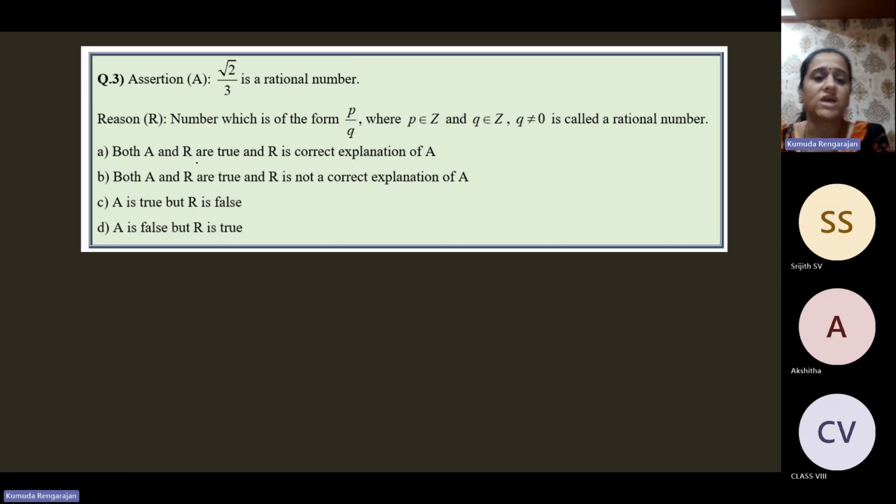Root 2 by 3 is a rational number. True or false? You have to tell me. Ma'am, it's false. Why? P by Q, no. Root 2 by 3, P by Q. Integer by integer. Akshita? Yeah, tell me. P by Q form, no? Is it a rational number or not? Rational number, ma'am. But how, ma'am?